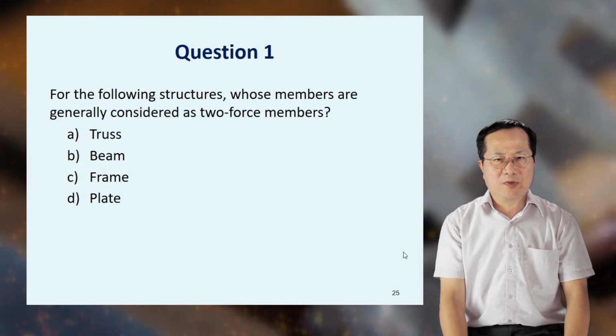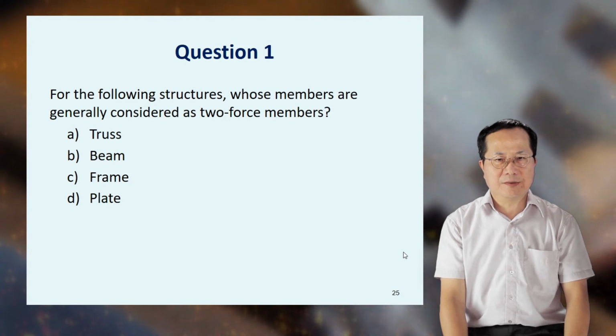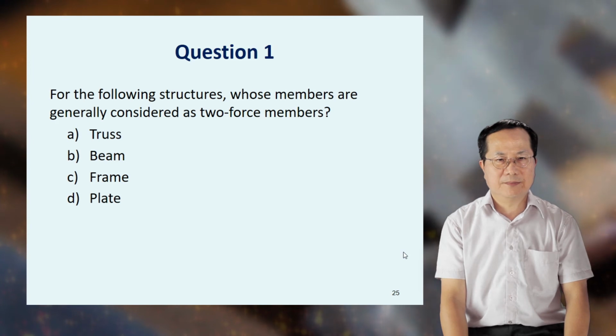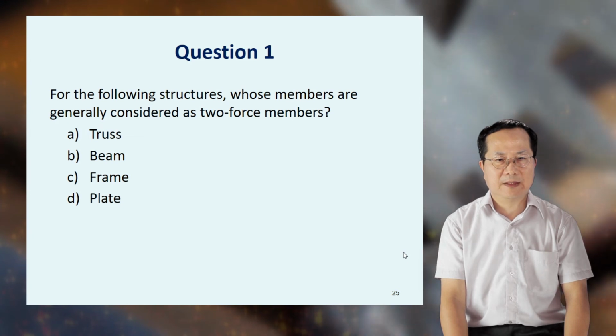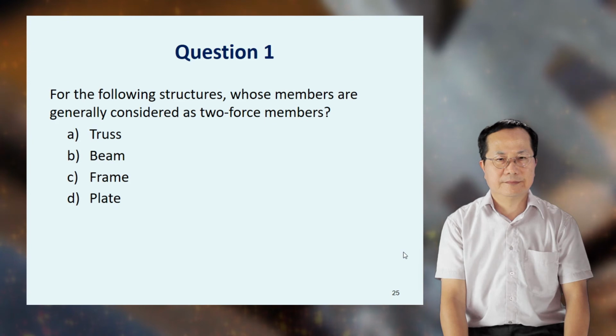Finally, we prepare some questions for you. Question 1. For the following structures, whose members are generally considered to be two-force members? A. Truss. B. Beam. C. Frame. And D. Plate. Yes, the answer is A. Truss.